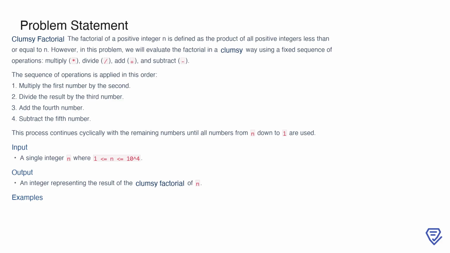First, we multiply the current number by the next one, then divide the result by the following number, add the next, and subtract the one after that. This process is repeated until all numbers from n down to 1 are exhausted. The input to this problem is a single integer n, with the constraint that n is between 1 and 10,000. The output should be an integer representing the result of this clumsy factorial calculation.